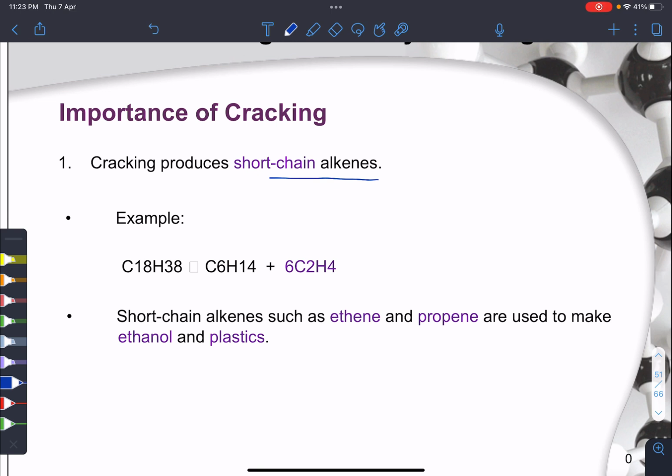I want my short chain, I don't want my long chain. So by doing cracking, I can change my long chain into short chain. So I got more short chain. Means good, more uses. So that is a good thing about cracking.